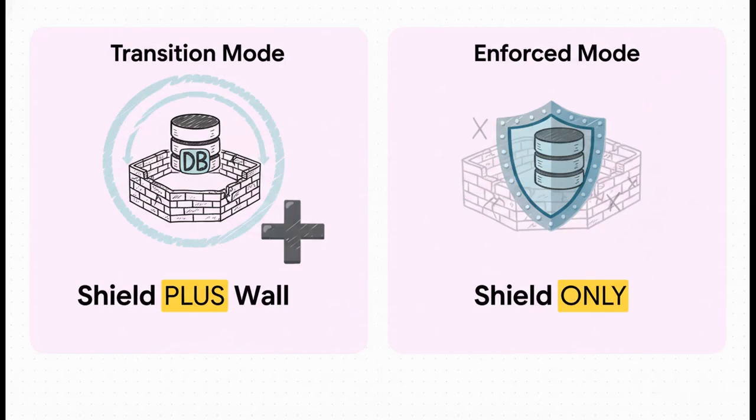And this right here just boils it all down perfectly. On the left, you see transition mode is basically additive. It's your new perimeter rules plus your old firewall rules. But on the right, enforced mode is totally exclusive. It is the perimeter rules and the perimeter rules only. Grasping this simple difference is absolutely key.